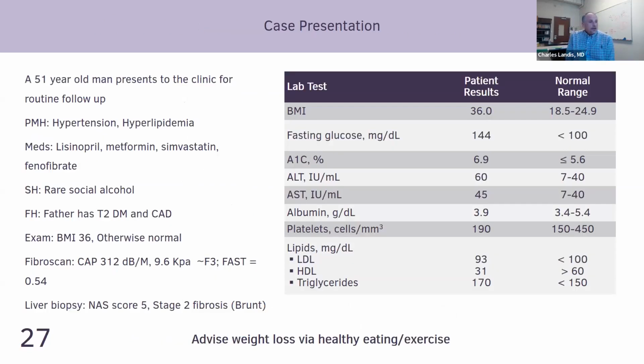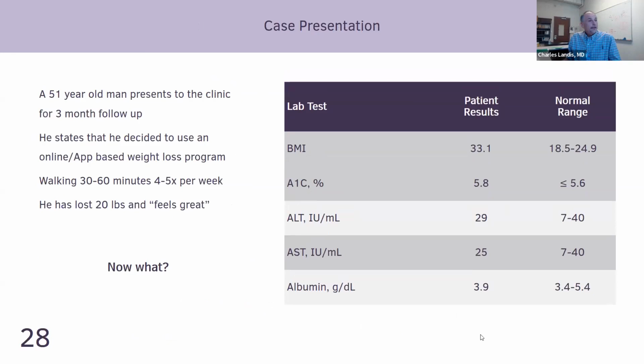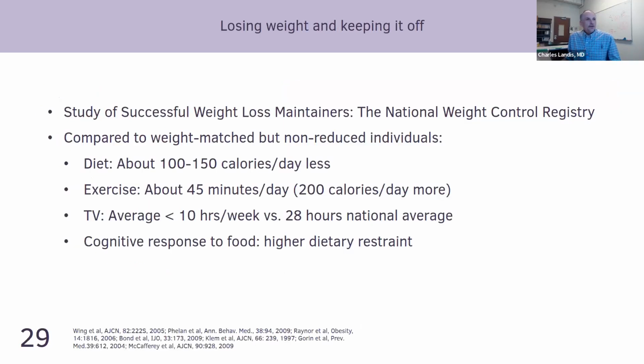We go back to our patient. This is the same patient, just to refresh our memory. We advise weight loss and healthy eating, and talk about the Mediterranean diet and physical activity. He goes on and he actually decided to use an app-based weight loss program. I think he paid for Noom. He started walking 30 to 60 minutes 4 or 5 times a week, and he had lost 20 pounds and said he felt great. You can see his liver enzymes improved, and this is a great success story. Of course, as we talked about, it's keeping it off that's the challenge.